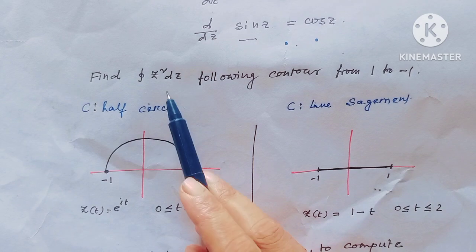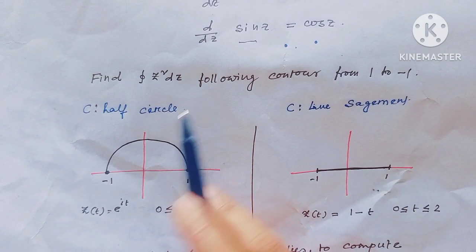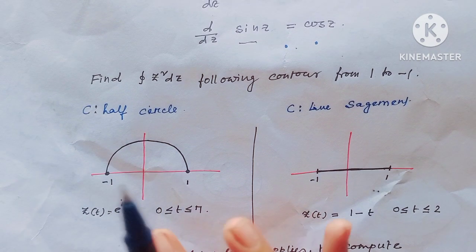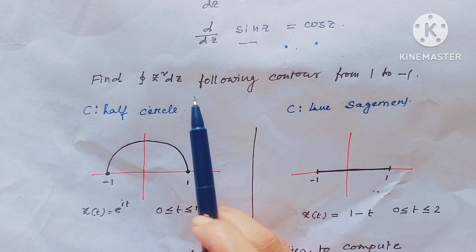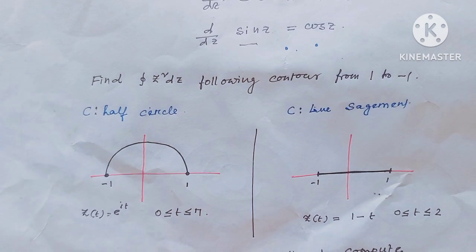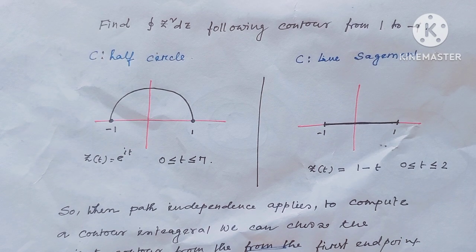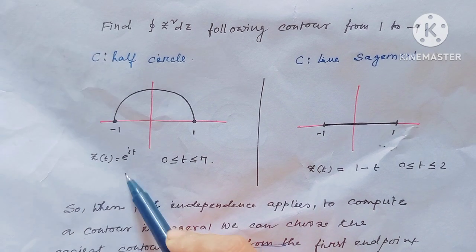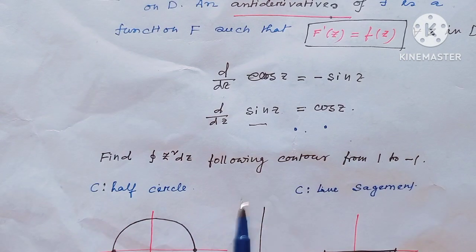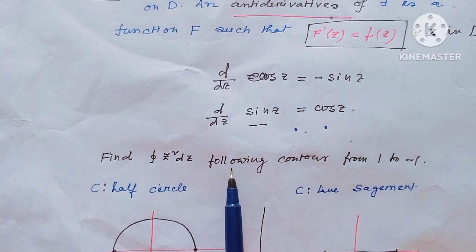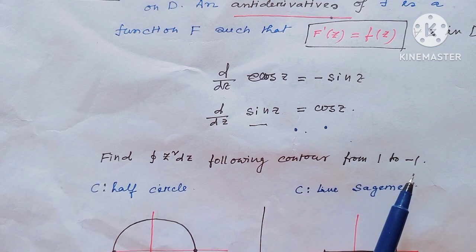Notice for this integral, the domain is simply connected and z square is analytic, so which path would be the easiest method? Notice this path would be easiest. Now find the integration of z square dz of the following contour from 1 to minus 1.